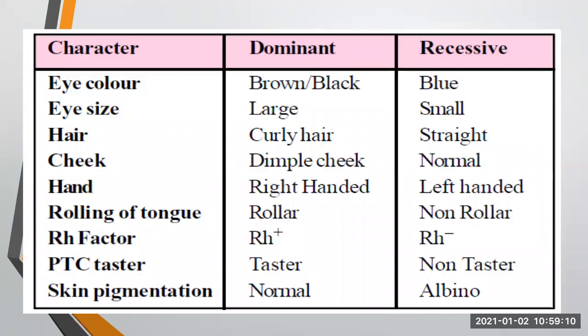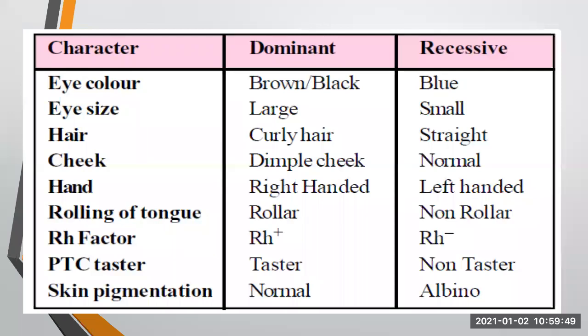Not only in plants, in humans and animals also there are some dominant and recessive characters. In human beings, brown and black color of the eye are dominant characters, while blue color of the eye is a recessive character. Then large eyes are dominant, while small eyes are recessive. Having curly hair is dominant, and having straight hair is recessive. That means a dominant character is easily transferred from one generation to another, which you can see in the next generation.